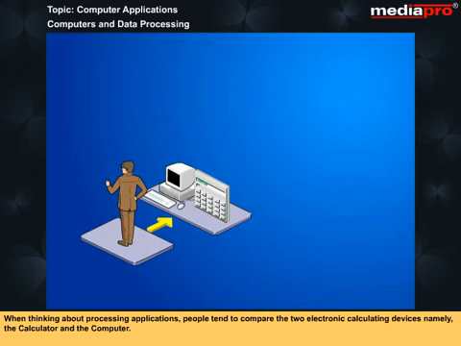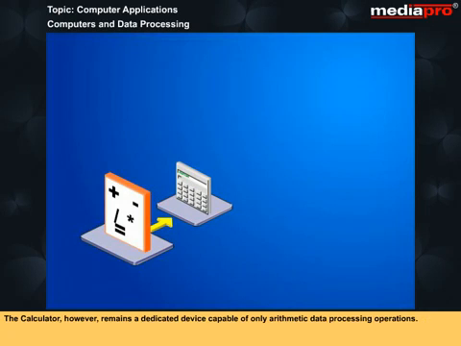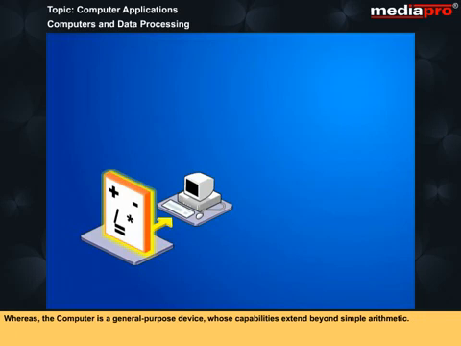When thinking about processing applications, people tend to compare the two electronic calculating devices, namely the calculator and the computer. The calculator, however, remains a dedicated device capable only of arithmetic data processing operations, whereas the computer is a general-purpose device whose capabilities extend beyond simple arithmetic.